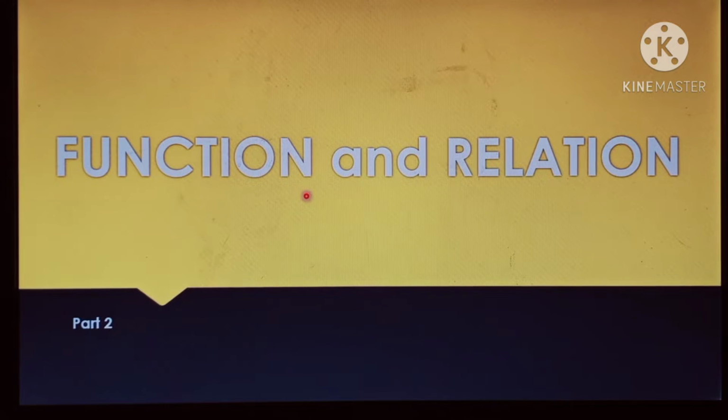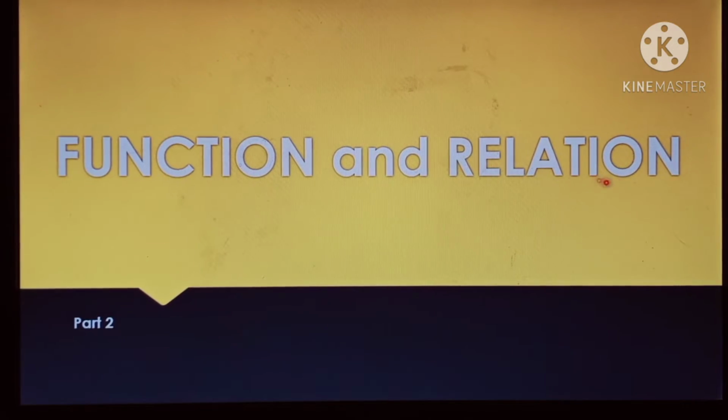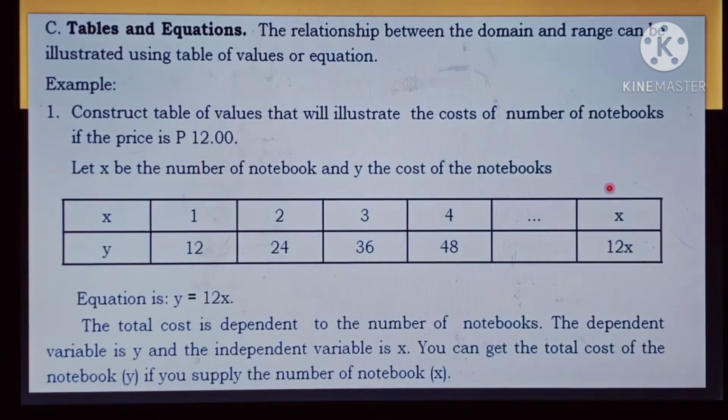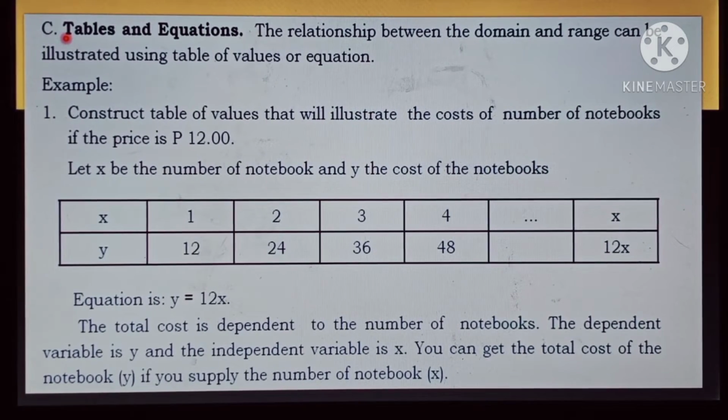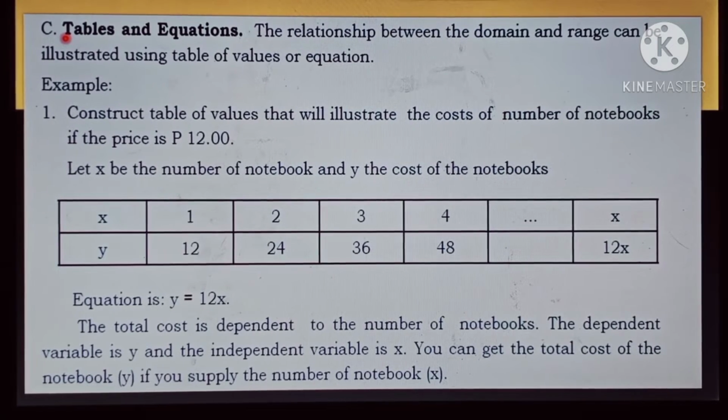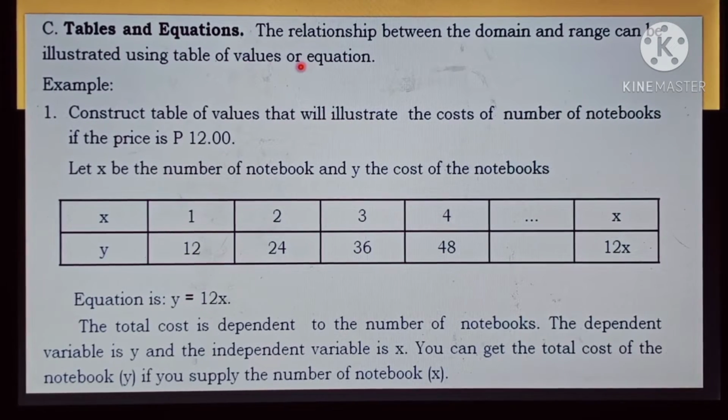So, ito na po ang part 2 ng function and relations. So, the third way to find the relationship between the domain and the range can be illustrated using the table of values or an equation.